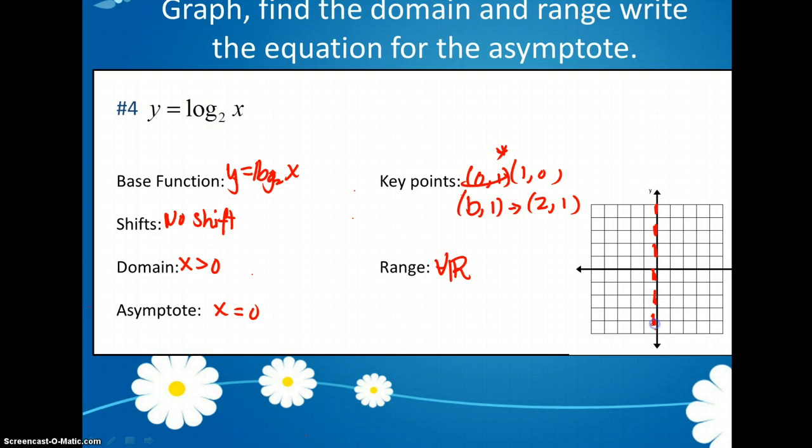And then we'll plot those points, which is 1, 0, and 2, 1. And then we will connect them. All of them should look like this. So when you're drawing, it should approach the y-axis. Every single graph will have that same sort of shape. So make sure that you get accustomed to that. Okay, on to the next.